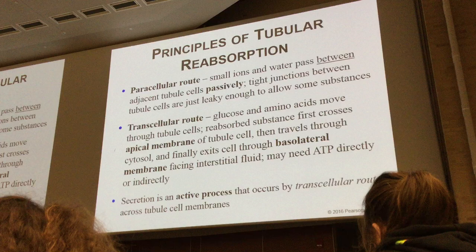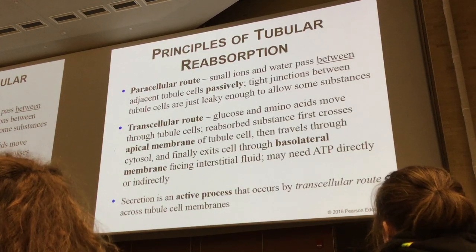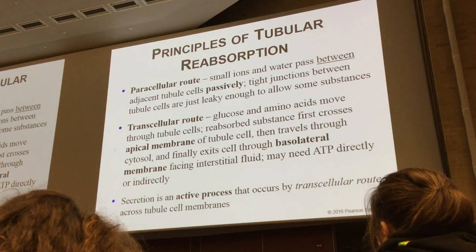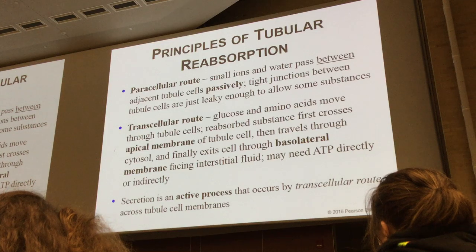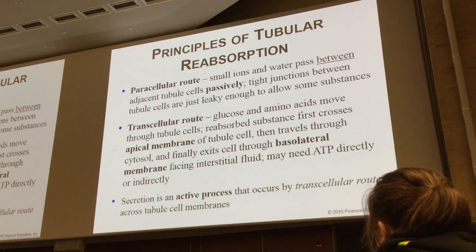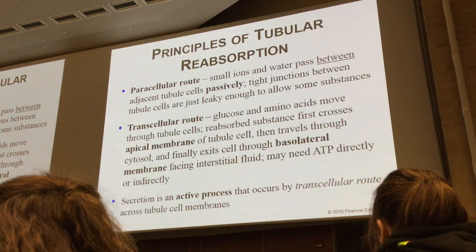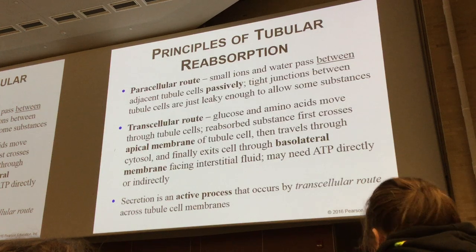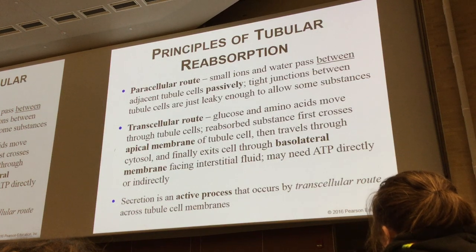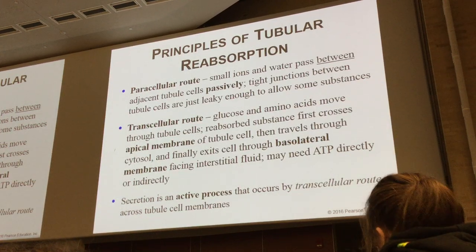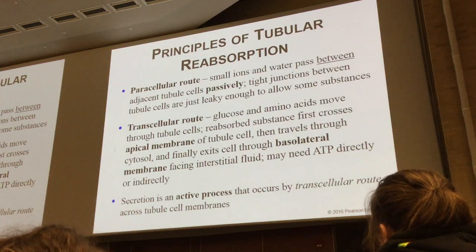All right, how do we reabsorb? We do it through two routes that you learned about in A and P 1. These are how we get through the epithelium. We either pass between the cells, and it's passive, and this is really just for water and small ions. Even though there are tight junctions there, there's a tiny space for tiny things. That's called paracellular. Para means near, so it's near each of the cells. It's the space between them.